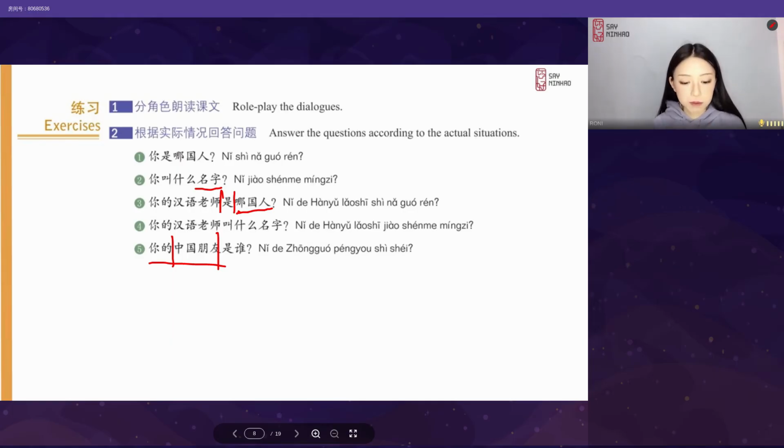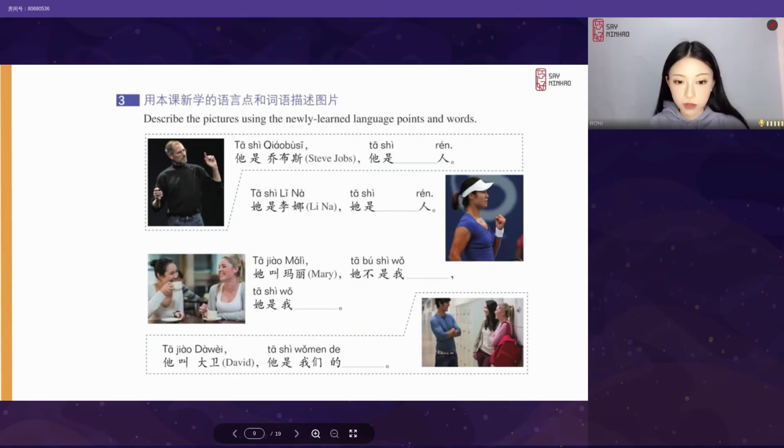I will give an example. 我的中国朋友是李月。Okay, these are all the questions for today. And let's move on to the next part. Let's do some exercises. First, we can see here is Steve Jobs. Okay, now let's fill in the blanks.